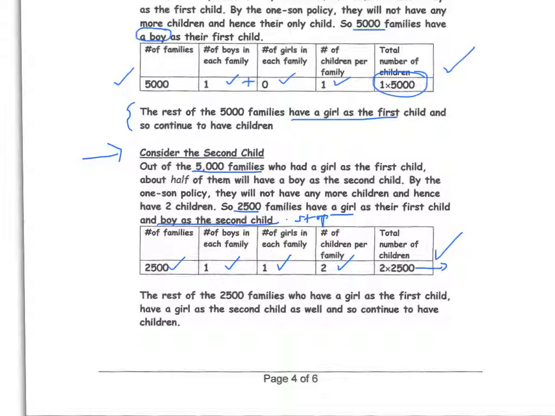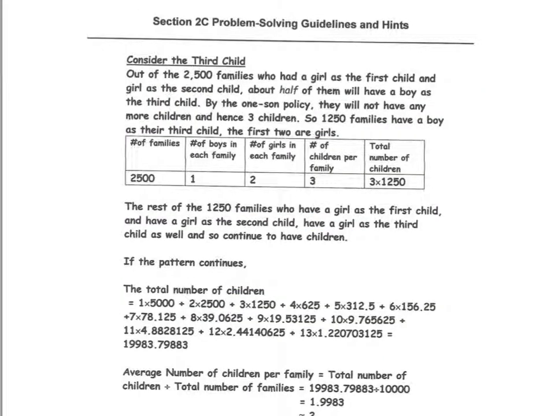now stop having kids. At the next level, we're going to consider those 2,500 families that have a girl as a first child and have a girl as a second child as well. So they are allowed to continue having children until they have a boy. Now we're going to continue our analysis.